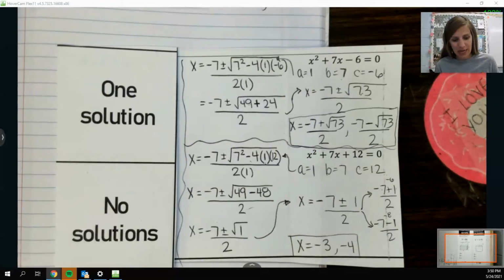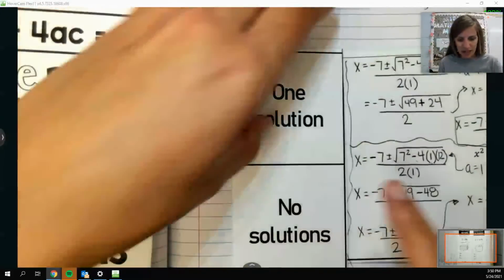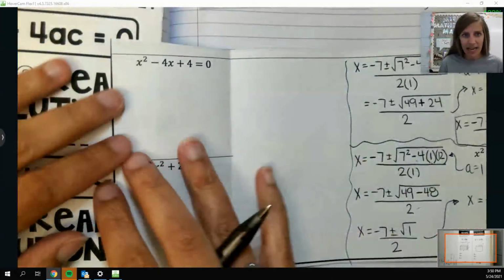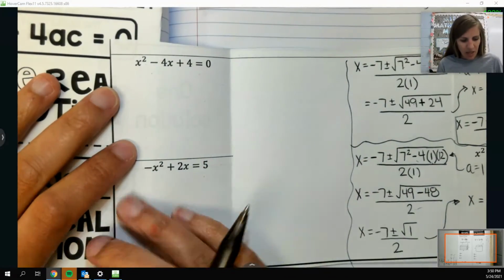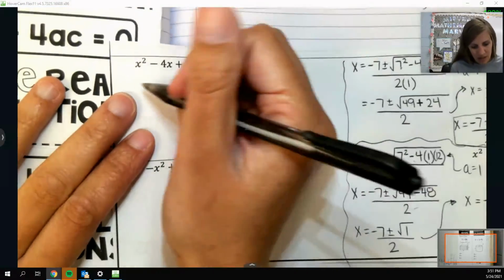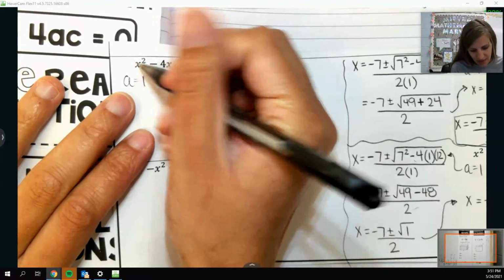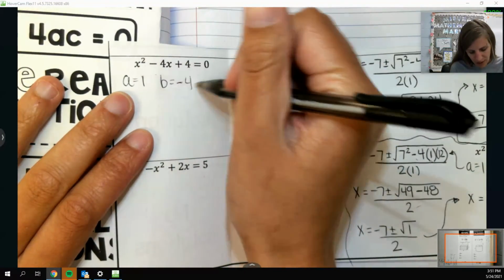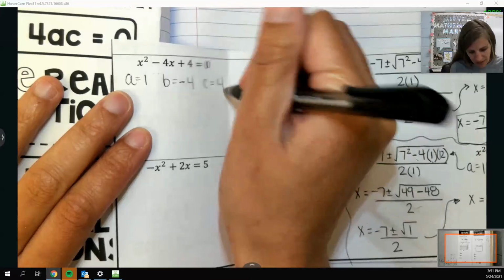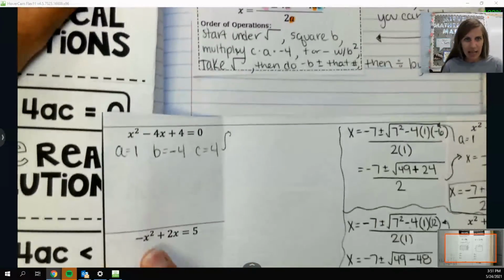Okay, so both those had two answers. Hopefully I didn't goof this one up like I did in the last one. Let's try one that has only one answer. So looking at this one here, we have to be equal to 0, and we are, so that's good. So we'll find our a, b, and c. A is 1, b is negative 4, c is 4. And then we'll plug it all into our quadratic formula.